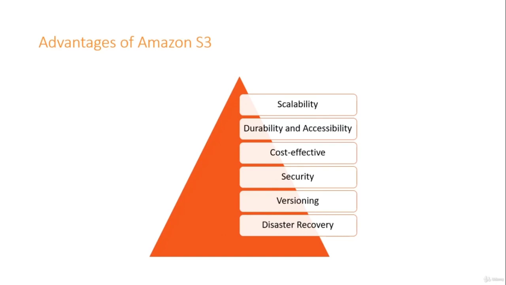Second, durability and accessibility. Amazon S3 has a durability of 11 nines, which means if you store 100 billion objects in S3, you will lose one object at most.